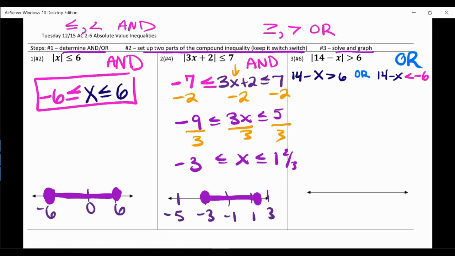Then we want to solve both parts of this compound inequality. We have a positive 14, so we're going to subtract it from both sides first. Divide by -1. We divided both sides of an inequality by a negative number, so we need to make sure we flip that inequality symbol. Those rules still apply. So it was greater than, it's now going to be less than.